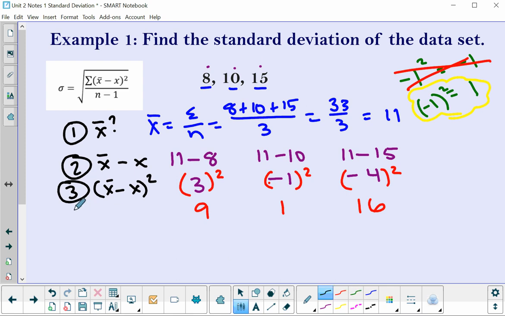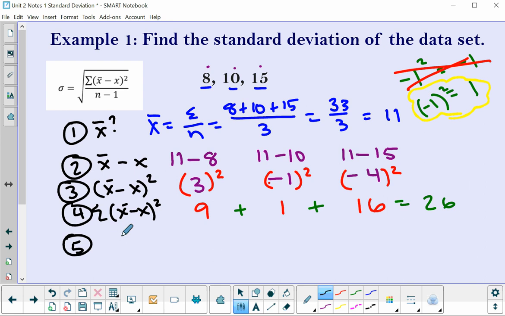All right, the next step is to find the sum of all of that. So I've got 9 plus 1 plus 16. That's 17, and 17 and 9 is 26. So there's my sum. The next step after that was to take the sum and divide it by n minus 1. So I'm going to have 26 divided by 3 minus 1, which is really just 26 divided by 2, or in other words, 13.